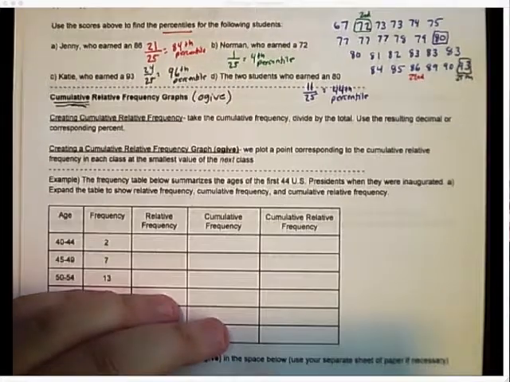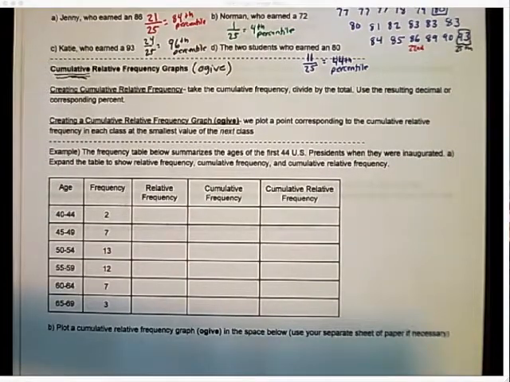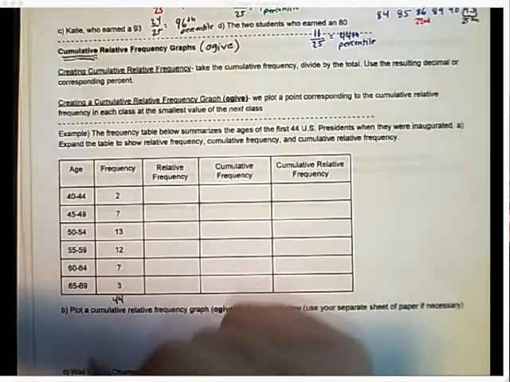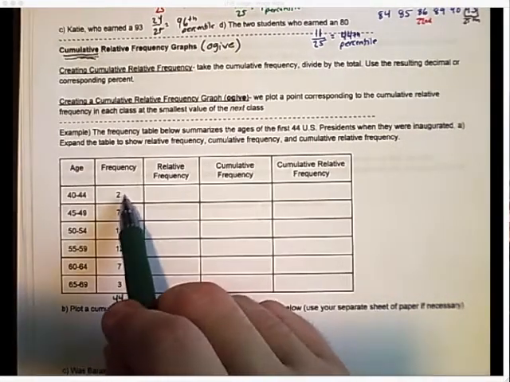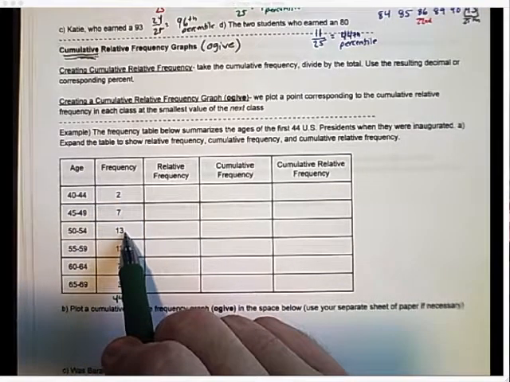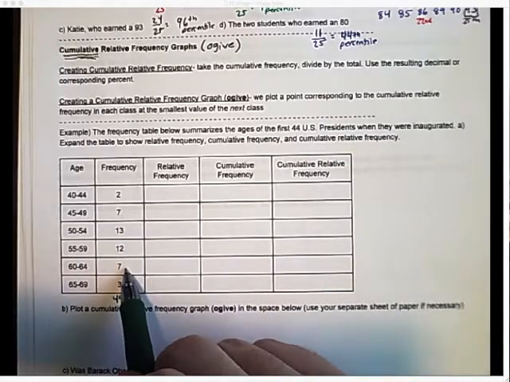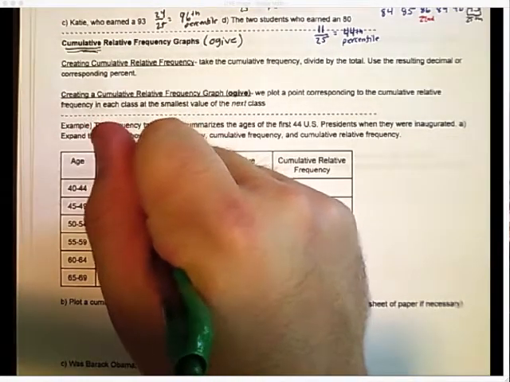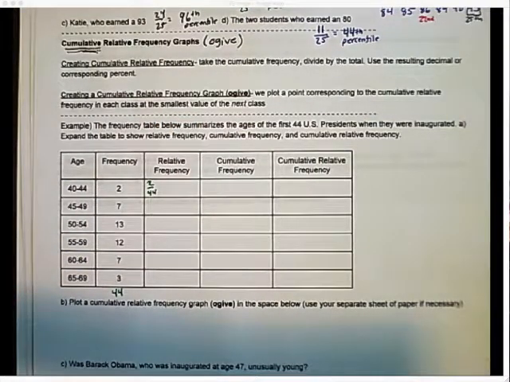So let's look at an example. It says the frequency table below summarizes the ages of the first 44 U.S. presidents, so that goes through President Obama when they were inaugurated. Part A, expand the table to show the relative frequency, cumulative frequency, and the cumulative relative frequency. So we already know that these are the frequencies. If we added up all these frequencies, we have 44 presidents, so that should add up to 44. Let's just do a quick check. 2 plus 7 is 9, plus 13 is 22, plus 12 is 34, plus 7 is 41, plus 3 is 44. So how would we figure out the relative frequency? We would take 2 over 44. I'm just going to put these into the calculator. 2 over 44 is about 4.5%.